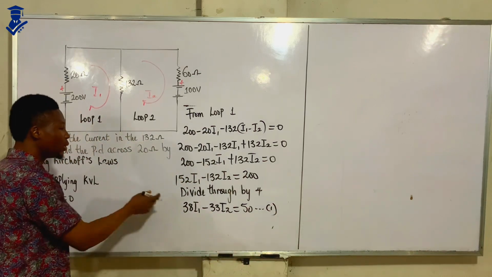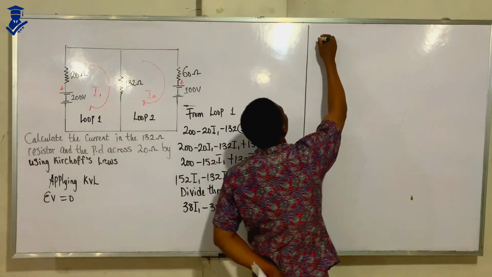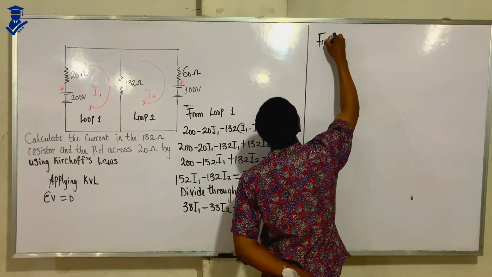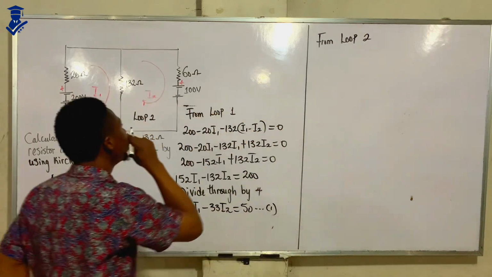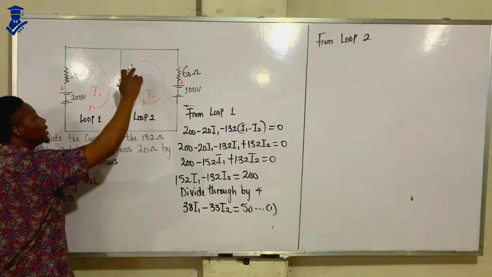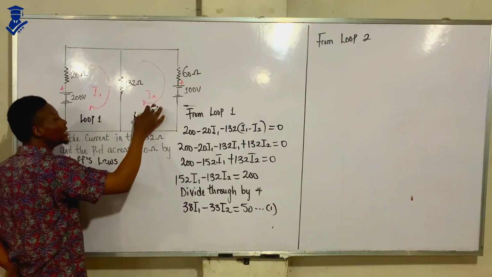That's equation 1. Now, from loop 1 we go to loop 2. Let's analyze loop 2. Now, this is loop 2, and we assume a current flow in the clockwise direction, which is I2.